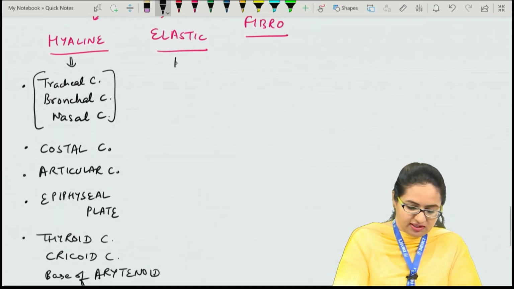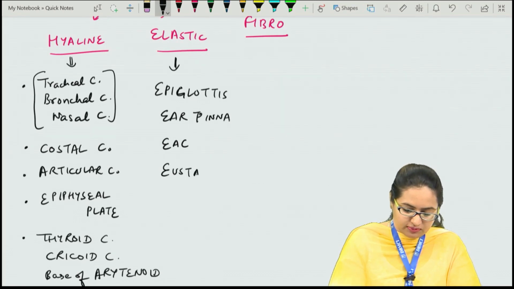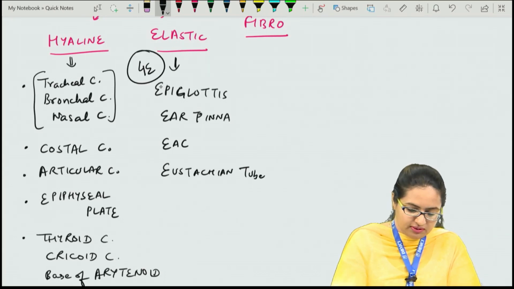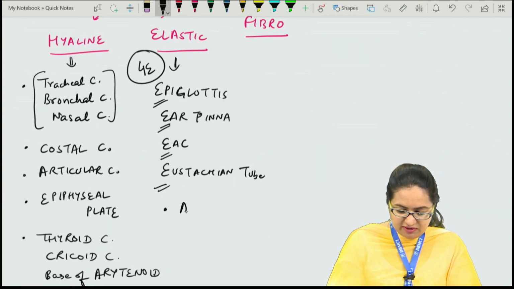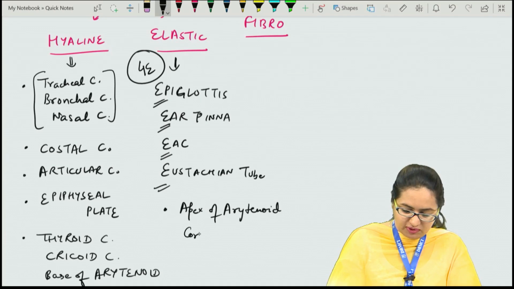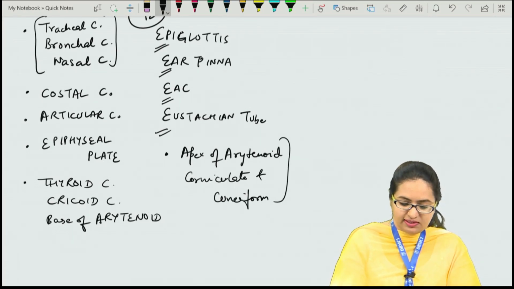Now if you talk about the elastic cartilage, it includes epiglottis, ear pinna, external auditory canal, then eustachian tube. So 4 E are there, E in each word. So all these are elastic cartilages. Apart from this, we have the apex of arytenoid, corniculate and cuneiform cartilages. So these are elastic cartilages.